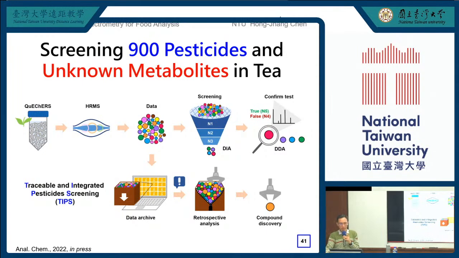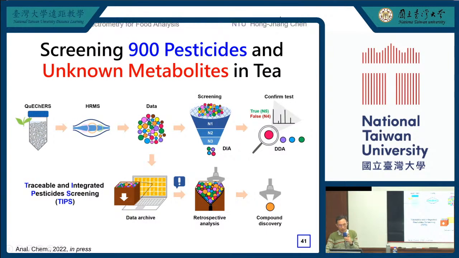So in this experiment, we propose a strategy called TIPS, traceable and integrated pesticide screening, for 900 pesticides, and even unknown metabolites could be detected. We use QuEChERS, of course, to extract the tea samples, and use high-resolution mass spectrometry to detect the data. And then we can archive the data for further retrospective analysis if we are interested in some compounds later.